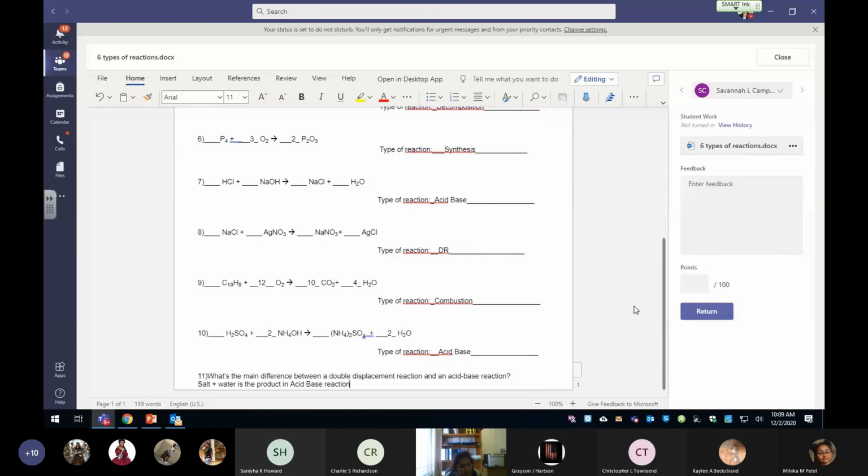Got it? Anybody has any questions? Still not understood? And when you close it, it will automatically save and then you turn it in.